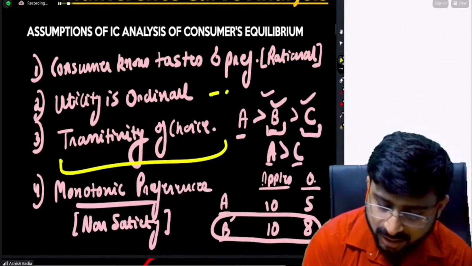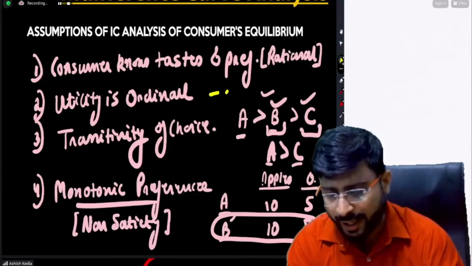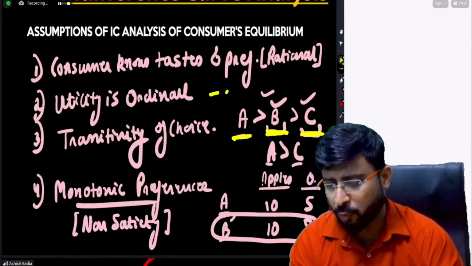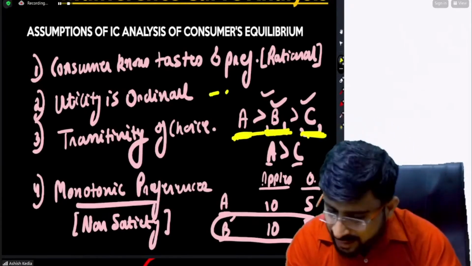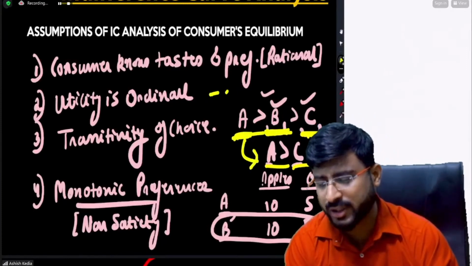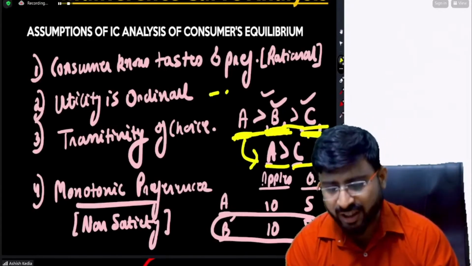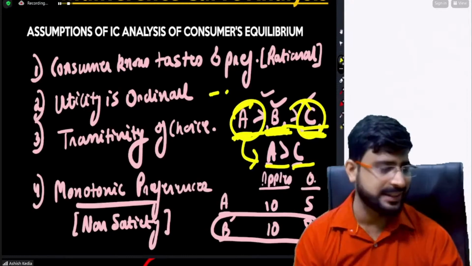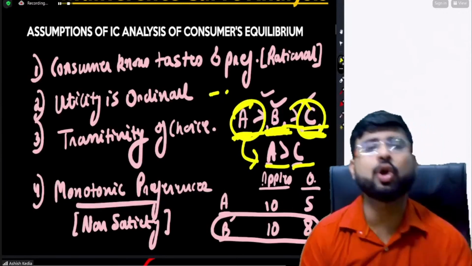Number 3, transitivity of choice. Sir, what does transitivity mean? Suppose you like apples more than bananas, and you like bananas more than, let's say, carrots. So you like apples more than bananas and bananas more than carrots. So this basically translates to you like apples more than carrots. That is, if A is greater than B and B is greater than C, then we are assuming that A is greater than C. Hopefully you have understood this much, everyone. Yes, sir. Understood. And finally, consumers' preferences are monotonic.